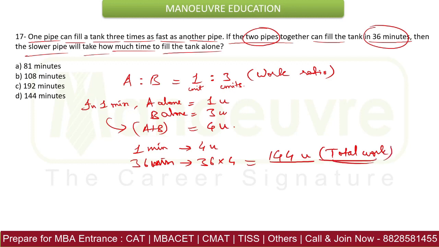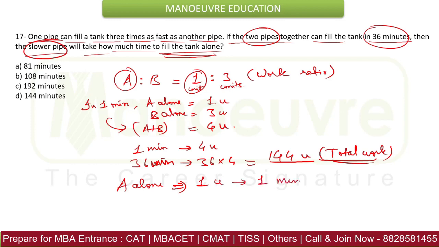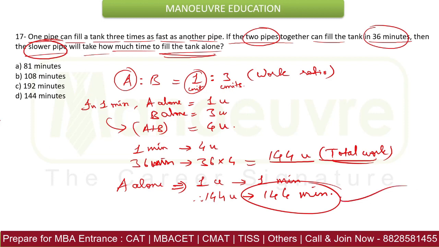So how much time will be taken by the slower pipe to fill the tank alone, to complete the work? Slower pipe here is A, which is completing 1 unit in 1 minute. So A alone completes 1 unit in 1 minute. So therefore it will complete the total work of 144 units in, naturally, 144 minutes, which will be the final answer over here. Option D will be the answer.